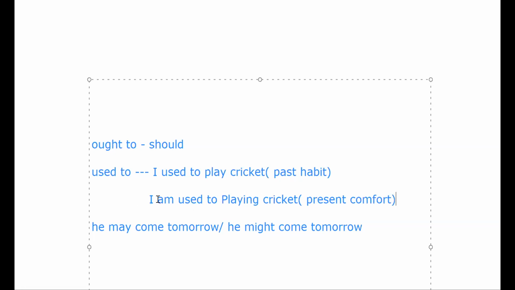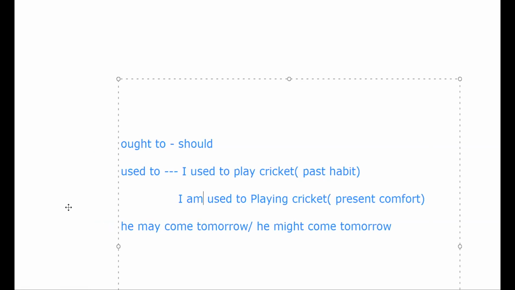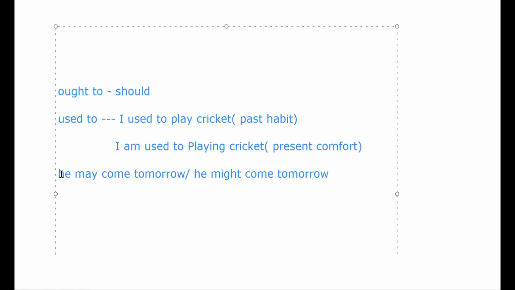Look at the grammatical part. After the subject, I straight away have used to, then I have the V1 form. But here I have a be form. Whenever I have a be form between the subject and used to, then I have to use the verb plus ing form. So you remember this one.